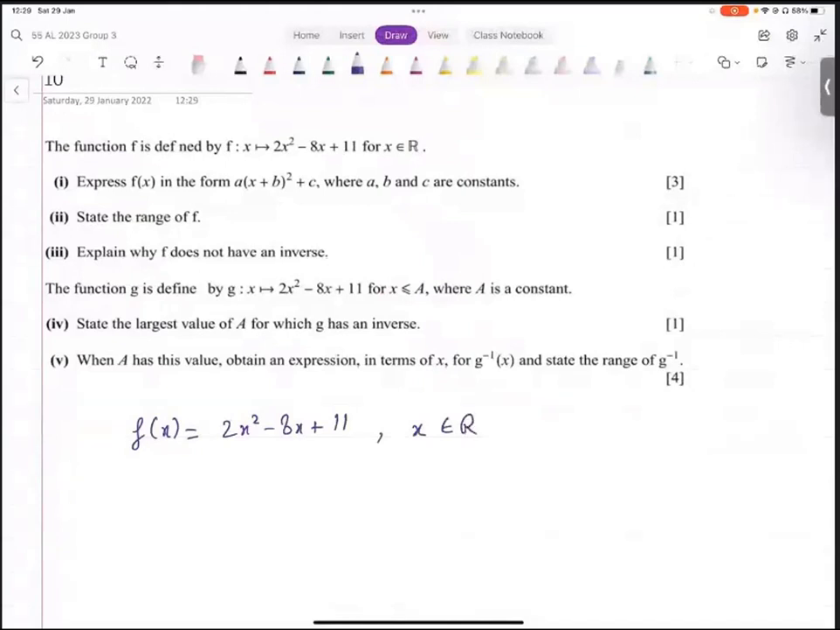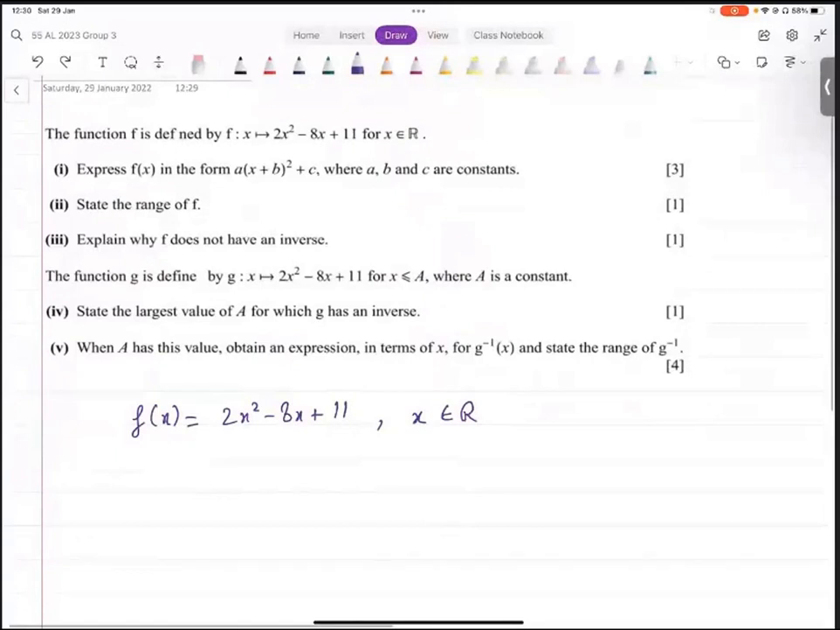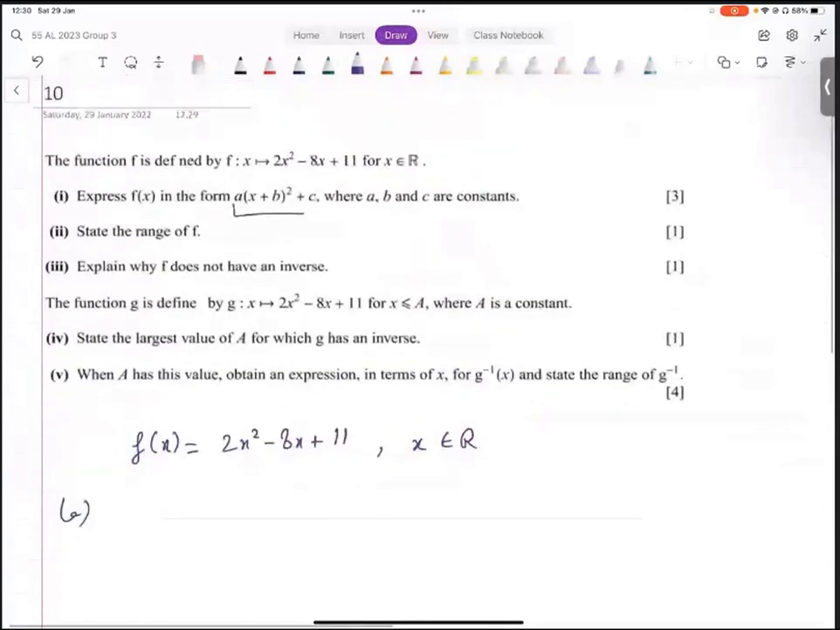सबसे पहले वो कहते हैं express f of x in the form a into x plus b whole square plus c where a, b, and c are constants. So you have to convert it to that form first. So that's the completed square form. Square complete करना है आपने यहाँ पे. That's all you have to do.